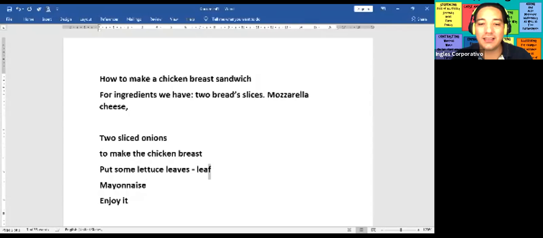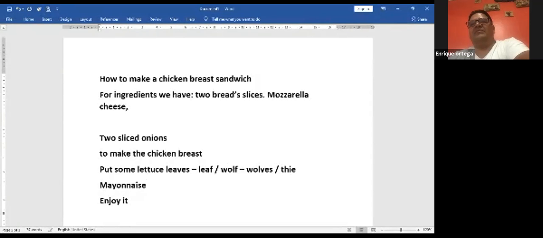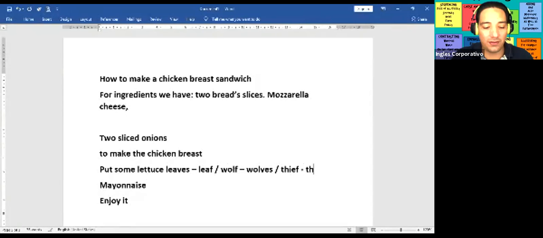Sí, todas las que terminan en F para pluralizarlas se agrega V-E-S, right? Como wolf, okay. ¿Quién se acuerda? Wolves. Thieves. ¿Ya? Ladrones, ladrón, ladrones. Ok, let's move on.